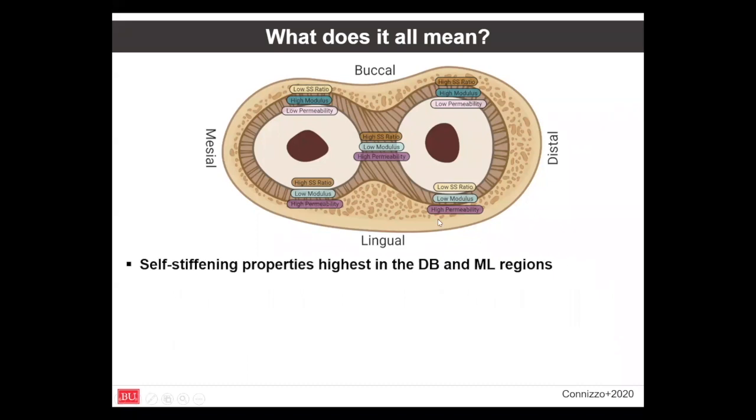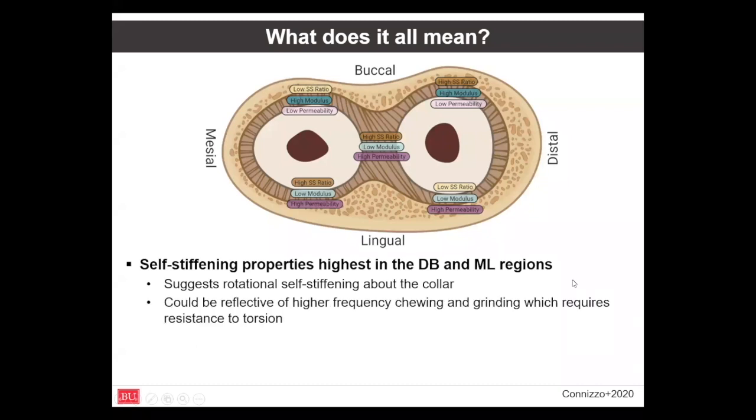Our self-stiffening properties were highest in the distal buccal over here, and the mesiolingual regions. And this is interesting because you see that it has kind of like an X pattern. And this suggests rotational self-stiffening about the collar, right? So if we see higher self-stiffening ratios in these two regions compared to these two regions, what you would expect is that this is perhaps an adaptation to rotational loads, or maybe torque present in the molars, of course, because we do a lot of grinding in the molars. It could be reflective of this higher frequency chewing and grinding that requires this resistance to torsion.